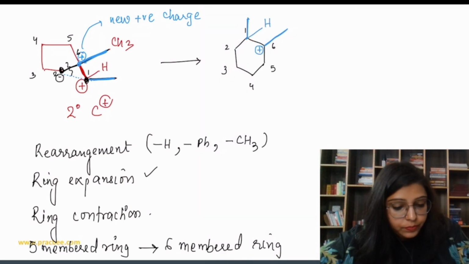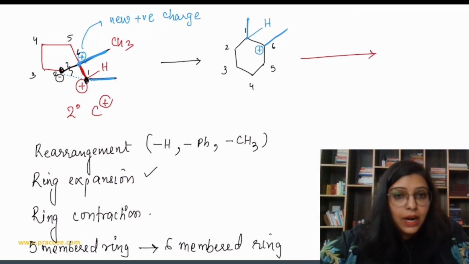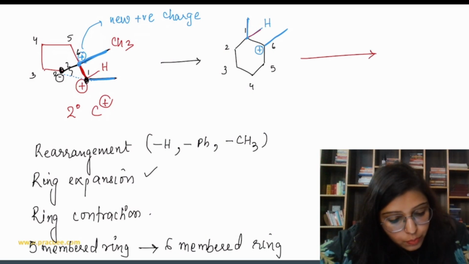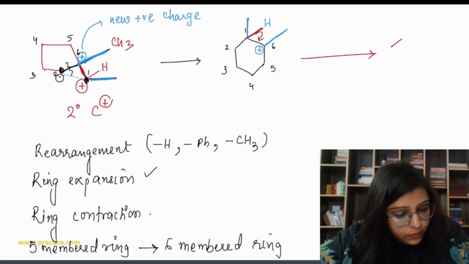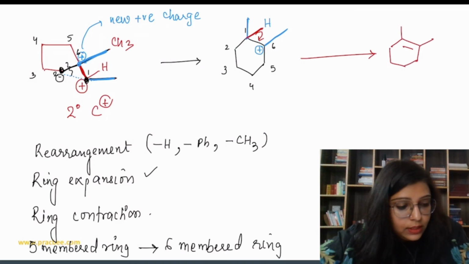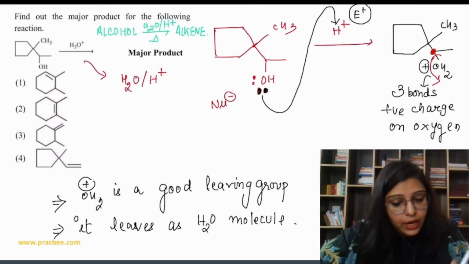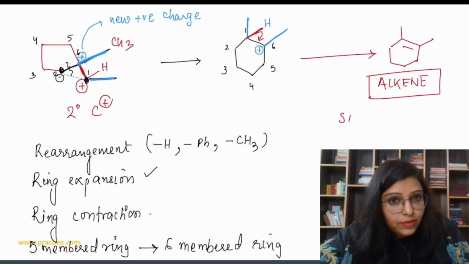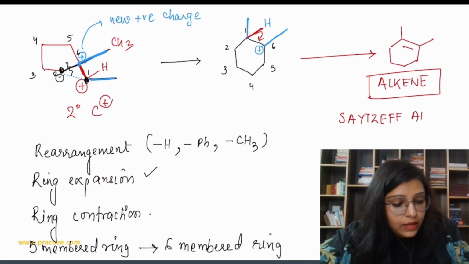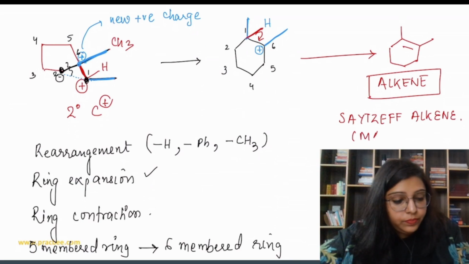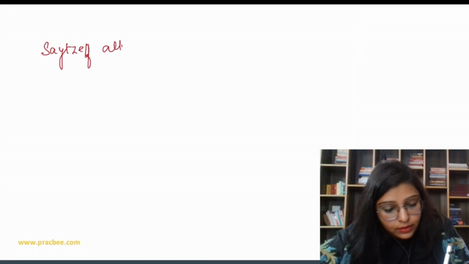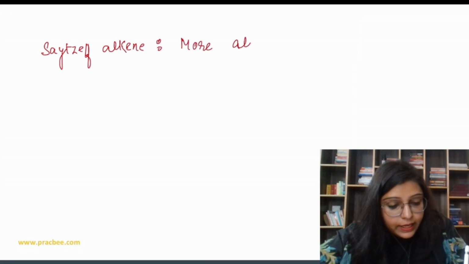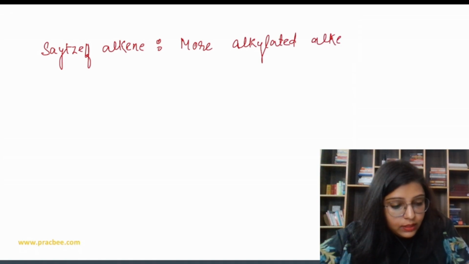Now what happens? Next part is the elimination part. So what happened? This bond's electrons come over here. So we get this alkene, right? Clear or not? So this is the part of alcohol: alcohol with H2O and H plus gives the alkene. And which alkene? We are going to get the Zaitsev alkene as the major product. And what is the Zaitsev alkene? The more alkylated alkene. See, we have this situation.